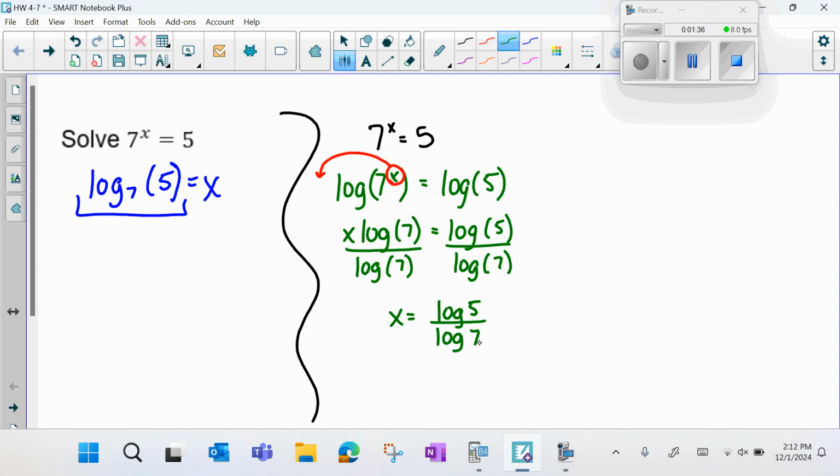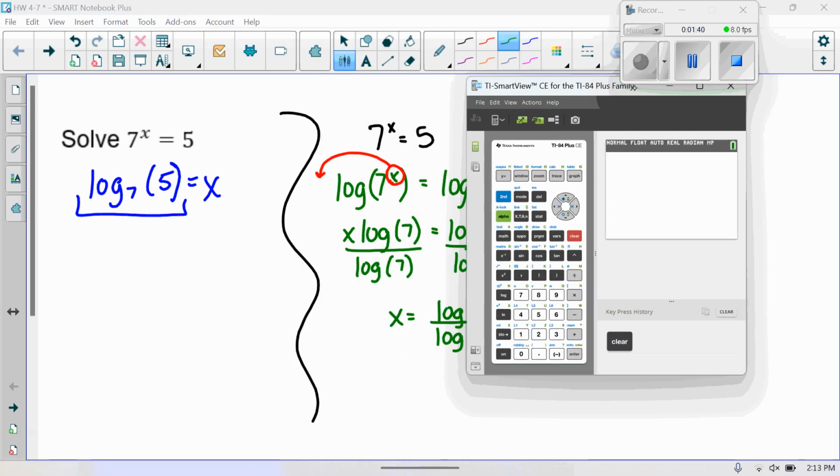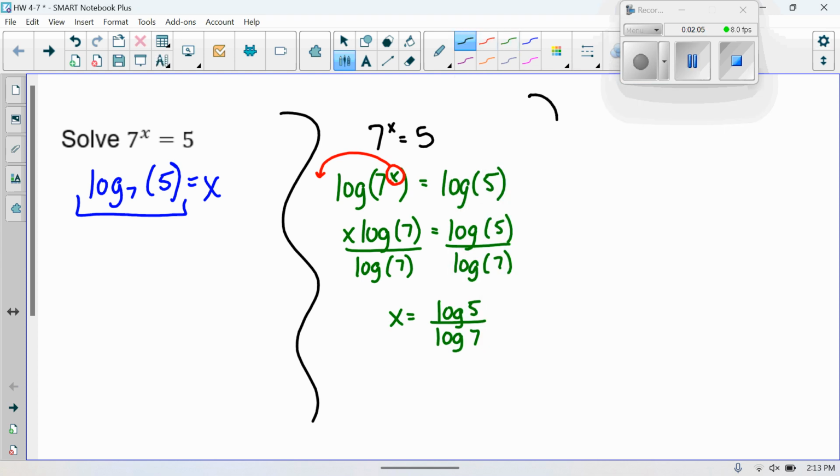So if I wanted to test this on my calculator, I could. I could do alpha window 5, log base 7 of 5, and there's my decimal. But I could also do log, the regular common log, 5 divided by log 7, and I get the same answer. And the same thing would be true if I had taken the ln of both sides. So I'll do it again.